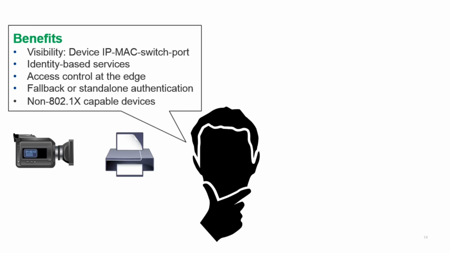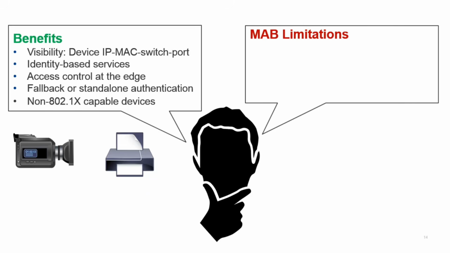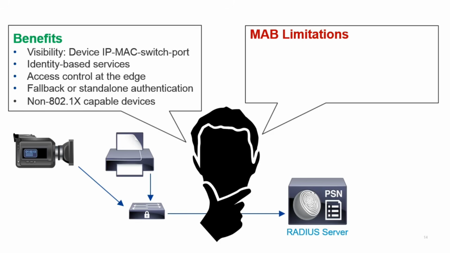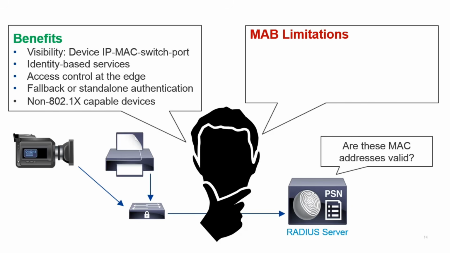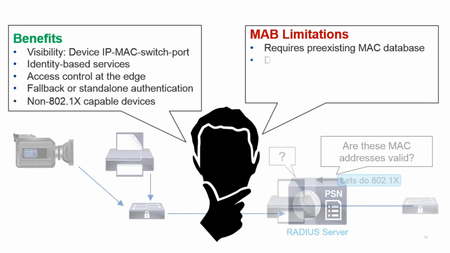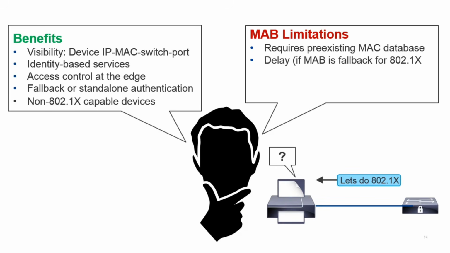Now, this is good stuff, but there are limitations. Remember, network access devices learn the MAC address of endpoints and send this to the RADIUS server as both the username and the password. How does the RADIUS server know whether these MAC addresses are valid? Well, this requires a pre-existing database of acceptable MAC addresses, which you have to create and you have to maintain. Could be a little bit of work. And when used as an 802.1X fallback mechanism, there is delay. MAB waits for IEEE 802.1X to time out before validating the MAC address. These delays can negatively affect endpoint functionality, although mitigation techniques are available.